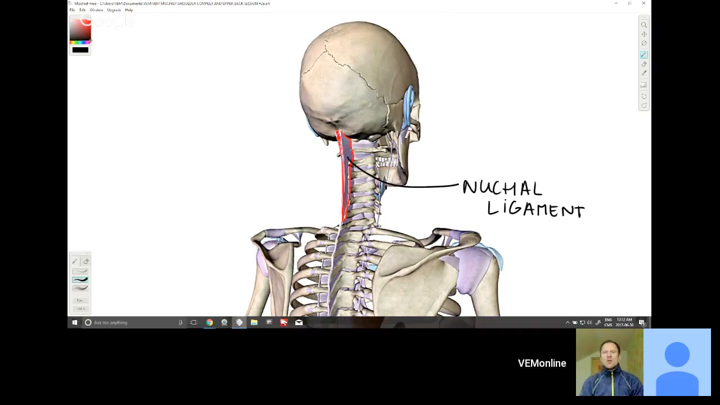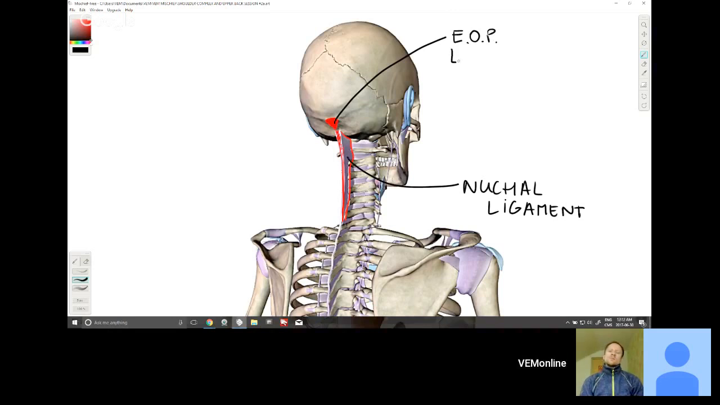Right there, this little bump here, you can actually see that even in this image, it looks like a little heel here. Another very easily palpable bony landmark. It's one of the easiest to palpate, actually. This is called external occipital protuberance, or in short, just EOP.